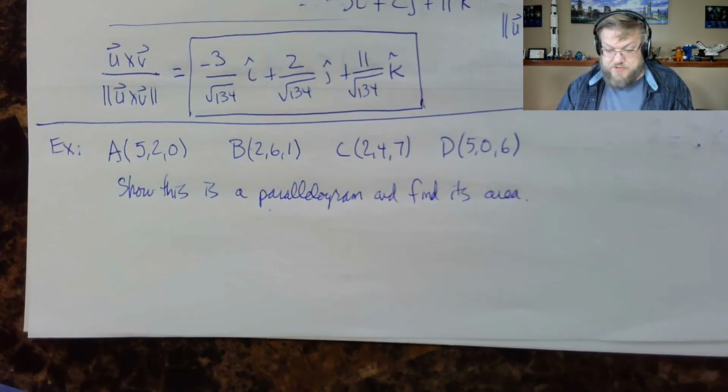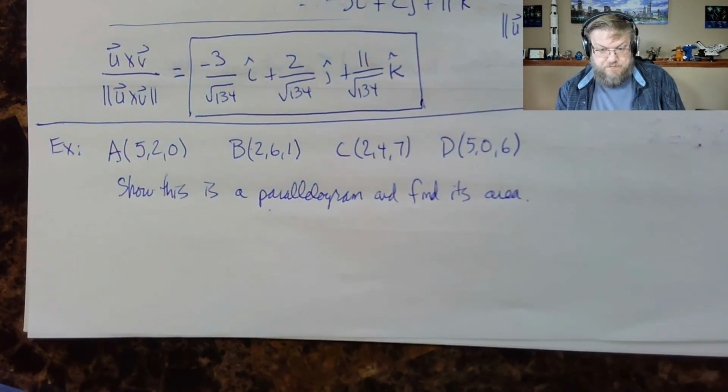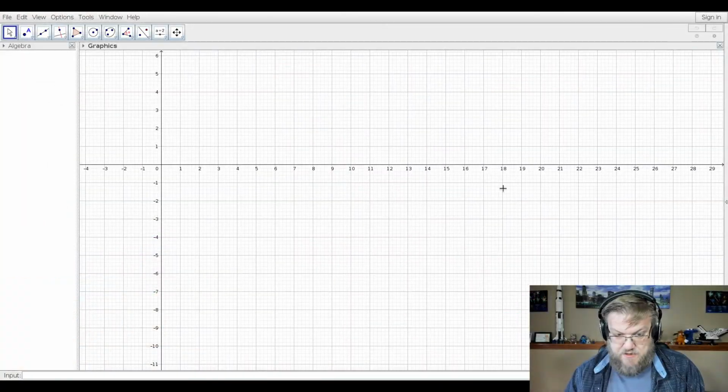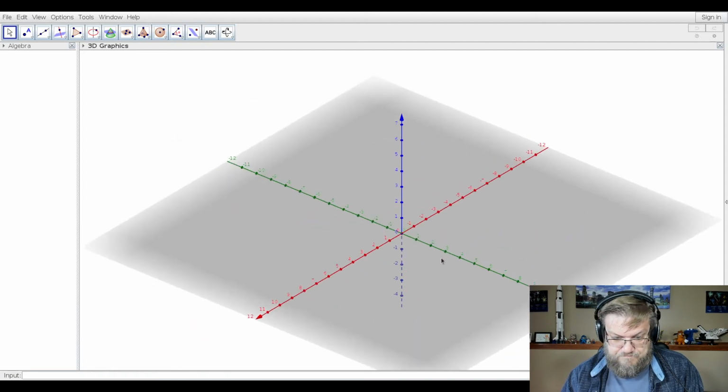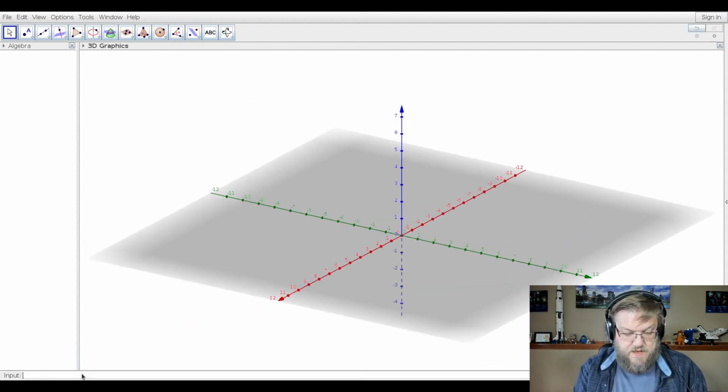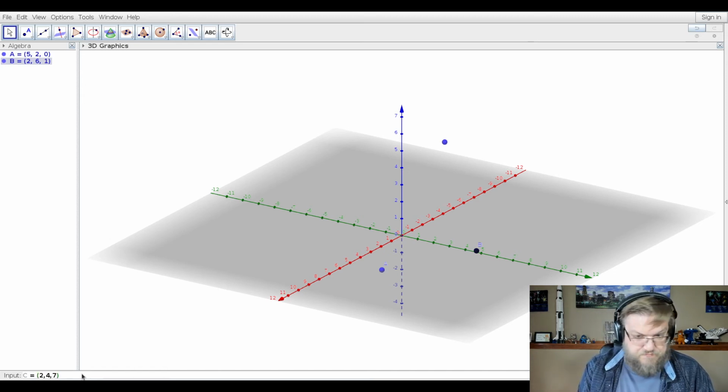Okay, I think I'm going to use GeoGebra to at least visualize what's going on here. So let's go ahead and do this. Get the 3D graphics going here. And I'm going to plug in these points. A equals 5, 2, 0. So there we have A. B equals 2, 6, 1. C equals 2, 4, 7. And D equals 5, 0, 6.